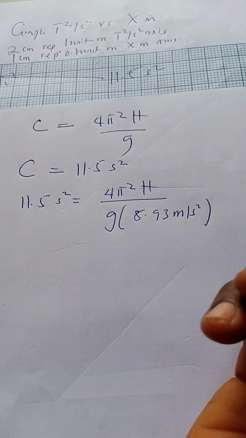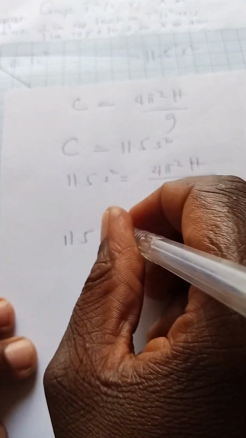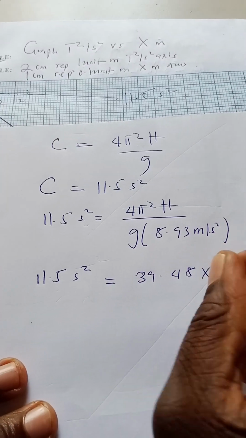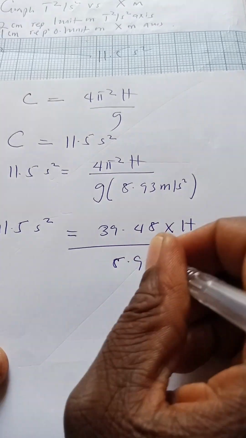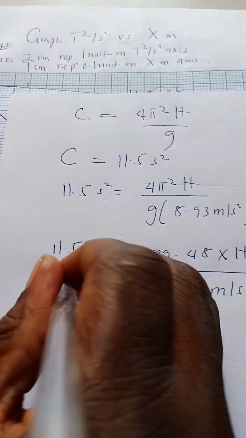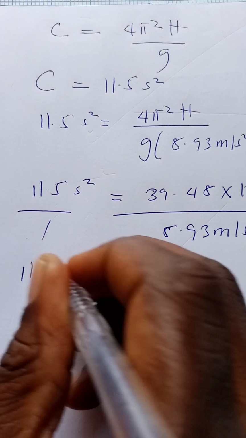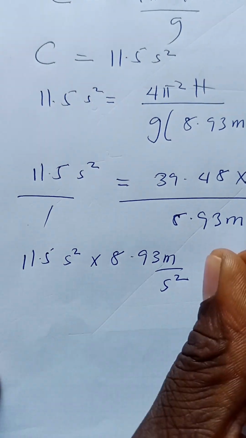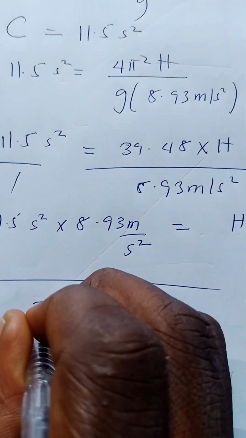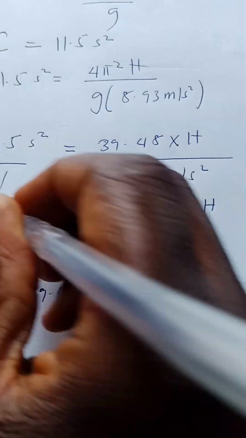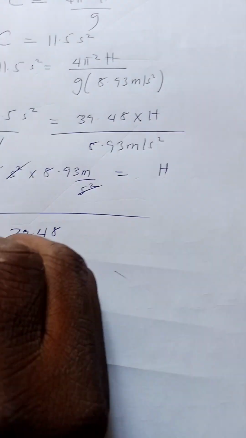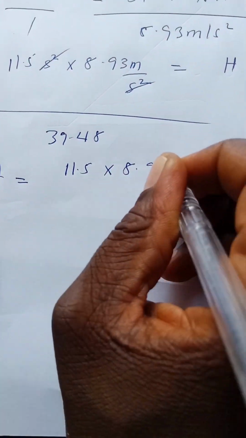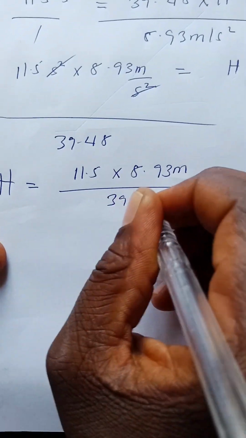So now, if we want to compute H, we have 11.5 seconds squared is equal to 4 pi squared, which is the same thing as 39.48, times capital H all over 8.93 meters per second squared. Now when we cross multiply, we have 11.5 seconds squared times 8.93 meters per second squared is equal to H all over 39.48. Now seconds squared cancels seconds squared. So what is our H? Our H, which is the height of the ceiling, is 11.5 times 8.93 meters all over 39.48.